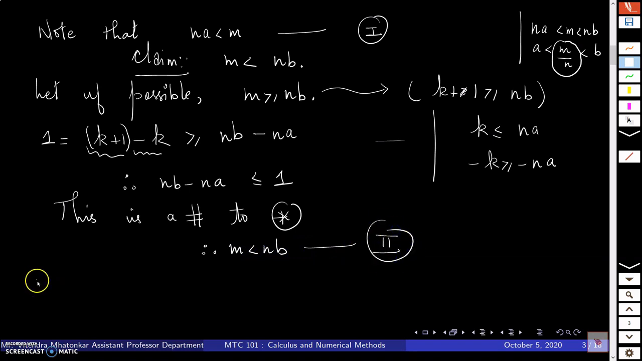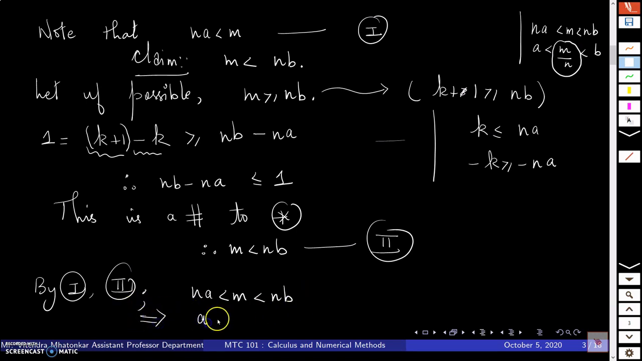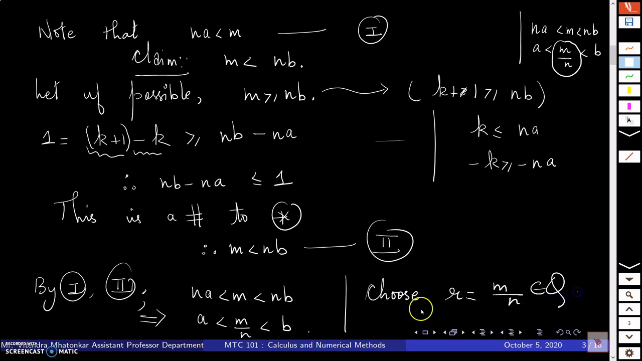So combining 1 and 2, by 1 and 2, na is strictly less than m and m is less than nb. So I multiply throughout by 1 by n. That will give me a less than m by n and less than b. Now if I choose my r to be equal to m by n, that's a rational number. So we have found a rational number r between a and b.